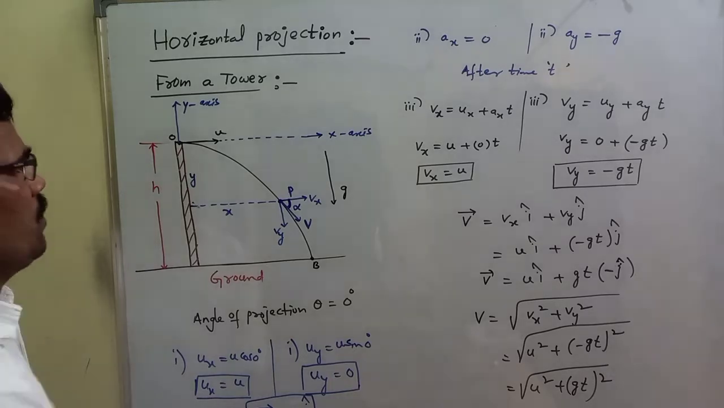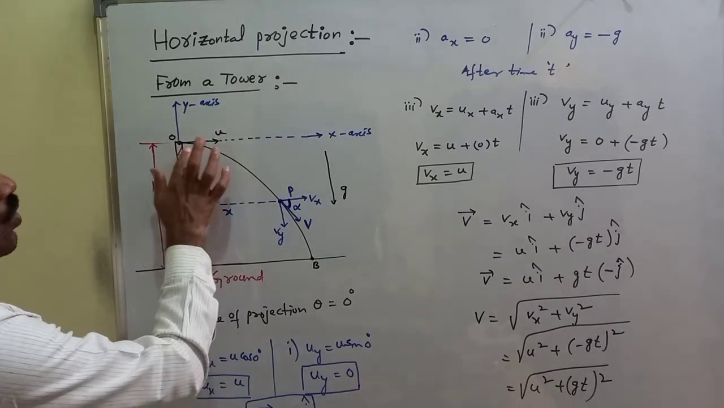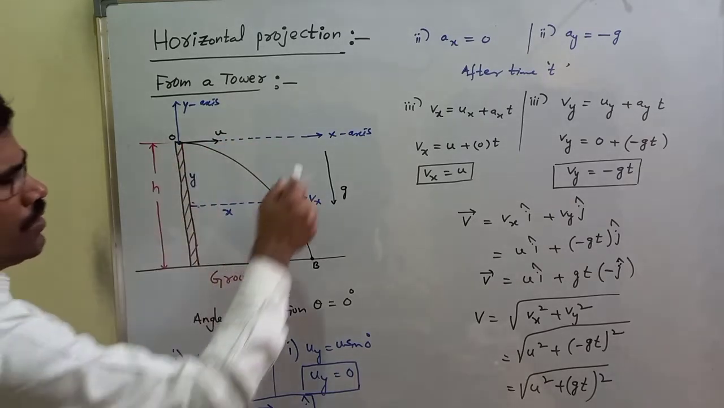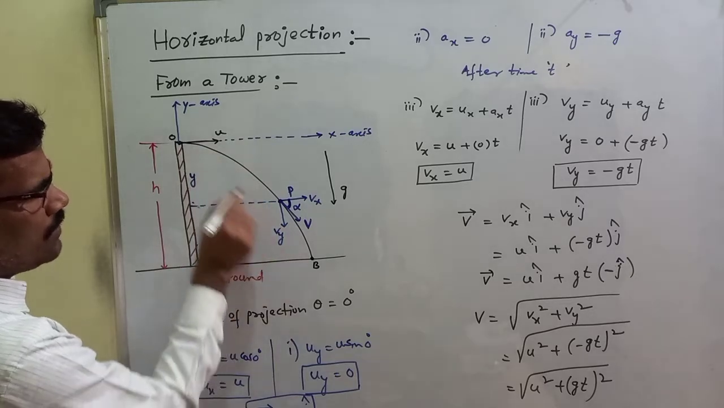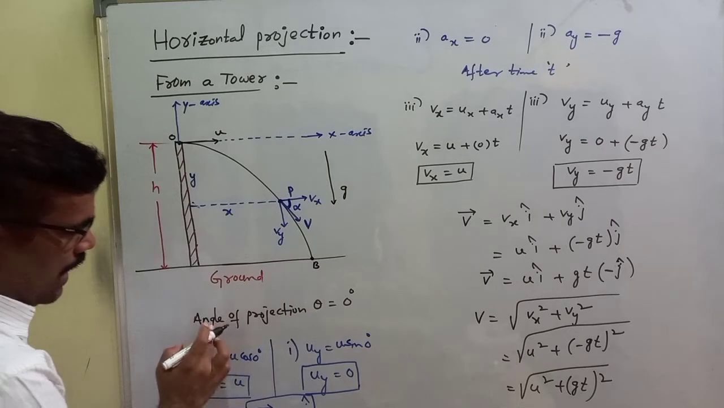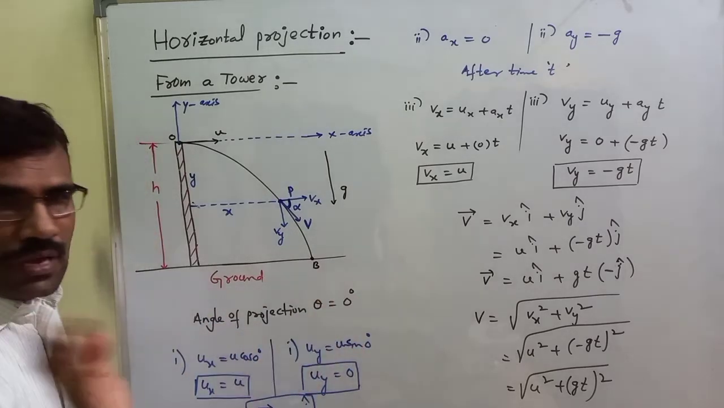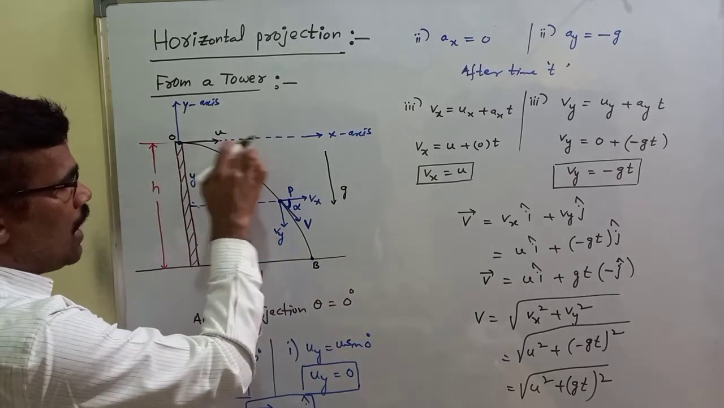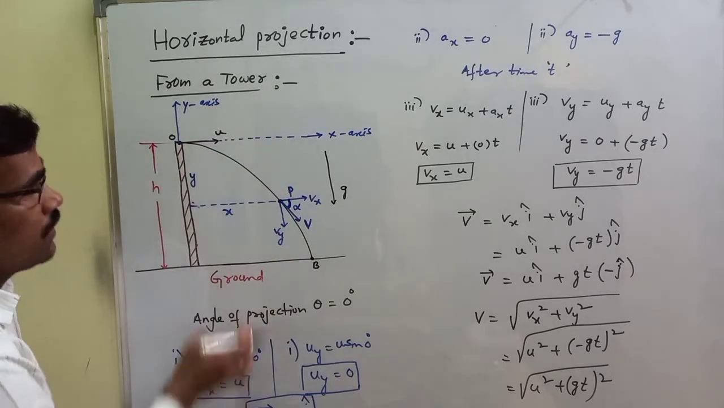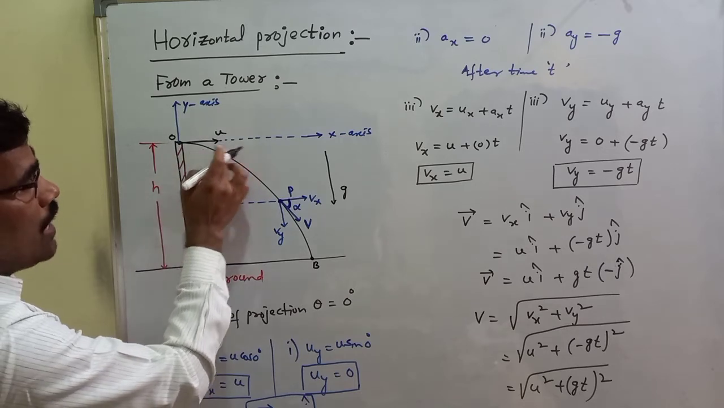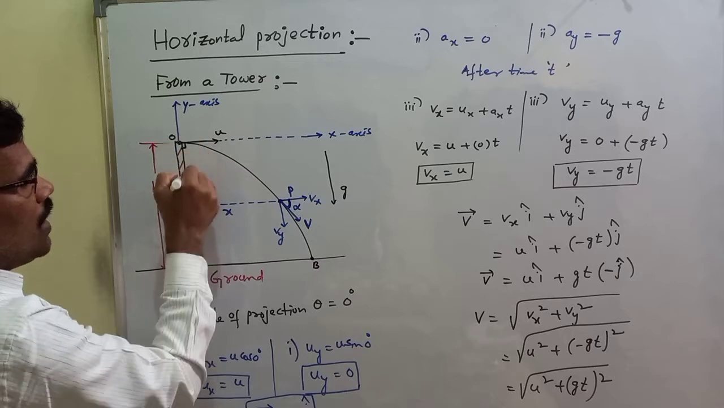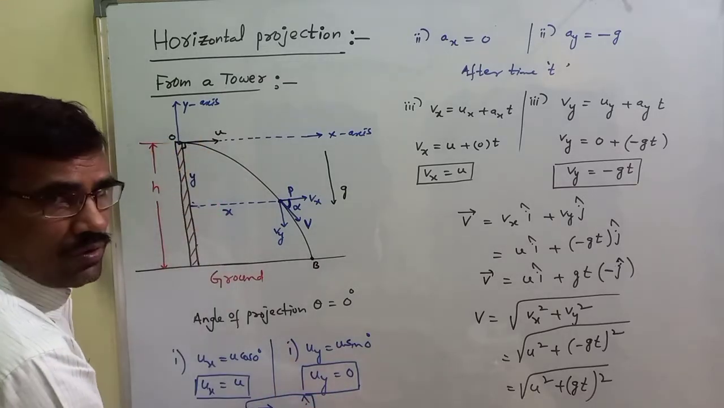Simple thing, listen carefully. This is the tower. If it is thrown horizontally with initial velocity u, due to gravity, the shape of the path is like this. Thrown horizontally means the angle of projection theta is equal to 0. That's why the horizontal component of velocity is u only. There is no vertical component because it is thrown horizontally; this is perpendicular, 90 degrees. u cos 90 is 0. That's why uy is 0.